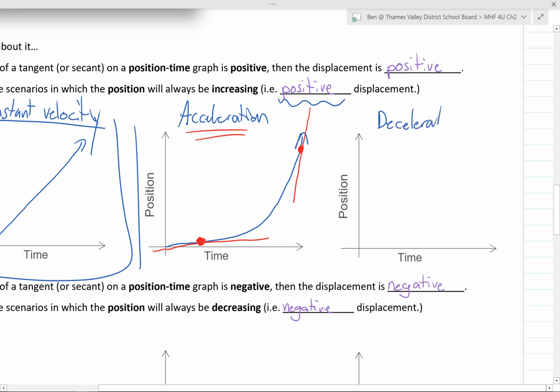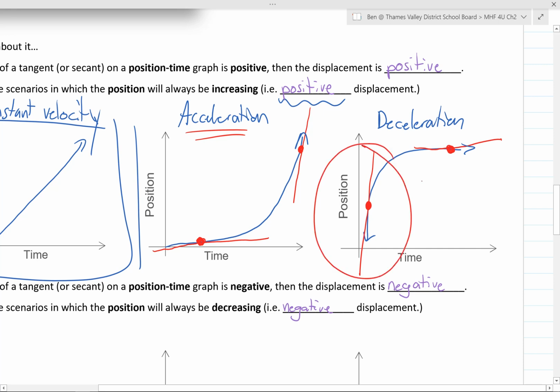Deceleration is something slowing down. So that would be something like this. Okay, where if we were to sketch a tangent on the curve at the beginning here, it would be very highly positive, and if we sketch a tangent on the curve near the end here, it's only slightly positive. Right? So our velocity goes from very high to much lower.